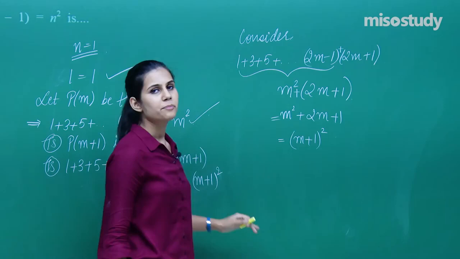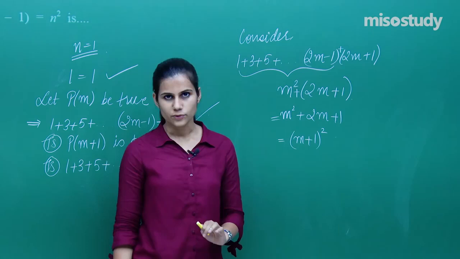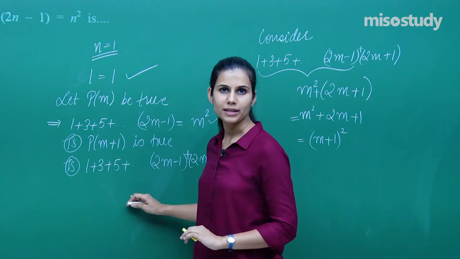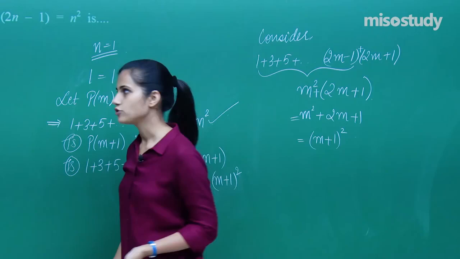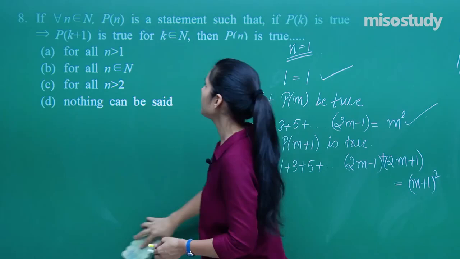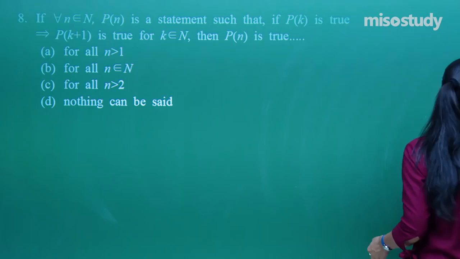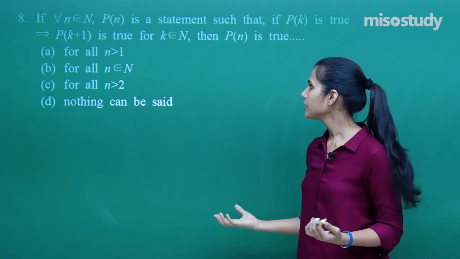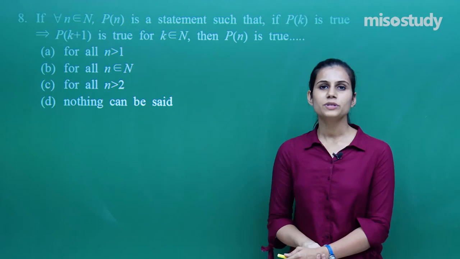That means the argument is not just true for n equals m, it is true for n equals m plus 1 as well, provided it is true for n equals m. And therefore, by the very first principle of mathematical induction, from 1 onwards, it's true. That means it's true for every natural number, true for all n in N. Clear? Next I have, it is saying that P(n) is a statement such that if P(k) implies P(k+1) is true, suppose P(k) is true and it is implying that P(k+1) is true, then P(n) is true for what? Now here, if you understand, it is directly pointing towards the usage of the first principle of mathematical induction.